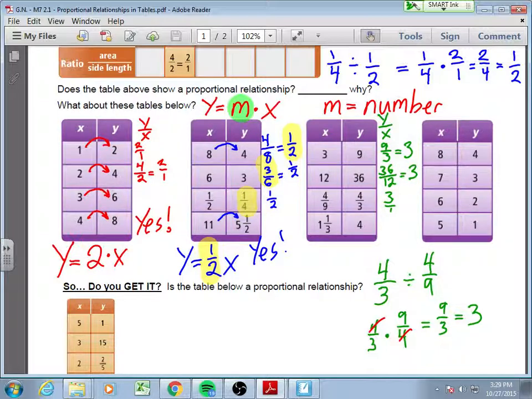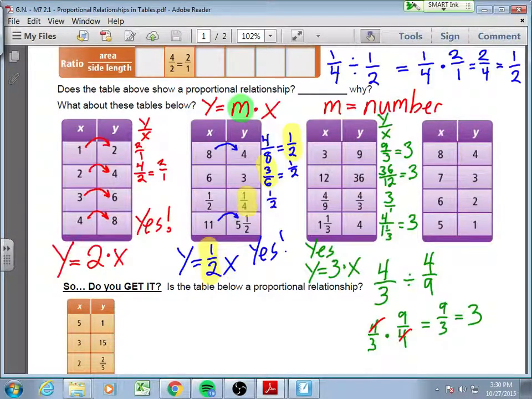So yes, this is proportional, and your equation would be y equals 3 times x. Not just 3, but 3 times x. Y is 3 times the x value. Any y value for that table would be triple the x value. Do I put a times where the x is? You can put a dot between them, or you don't have to, because if you have a number right up against a variable, you know it's multiplication.